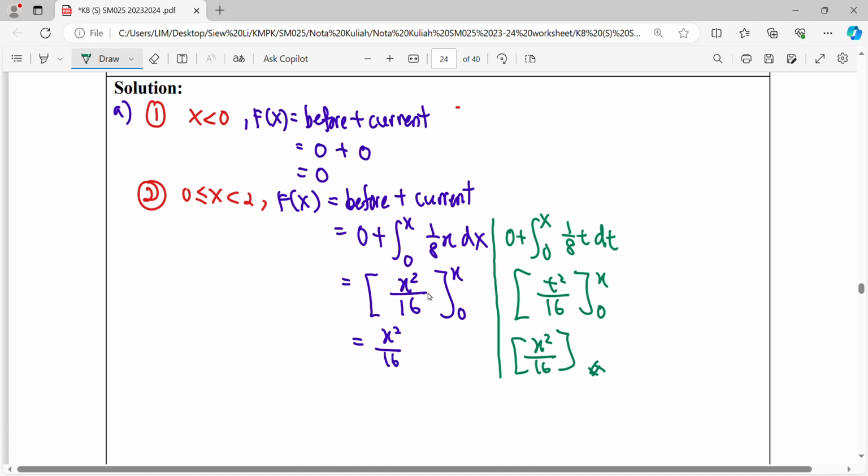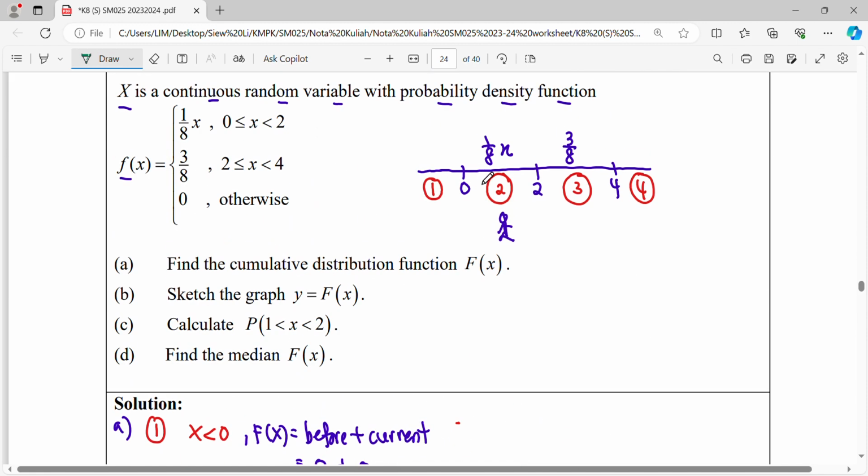It just depends: if you have 1 over 8t, it will be with respect to t. If you have 1 over 8x, it will be with respect to x. And then our upper limit is not 2. If it were 2, it means you already finished that interval. It's not in the current interval. Currently you are at this interval, so we have our random variable x here, so we go from 0 up to any x here. Then after we finish this interval, we proceed.